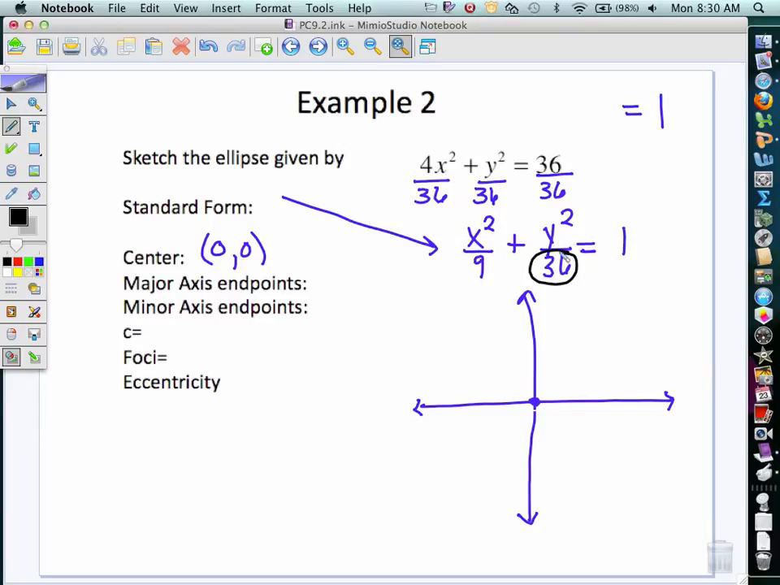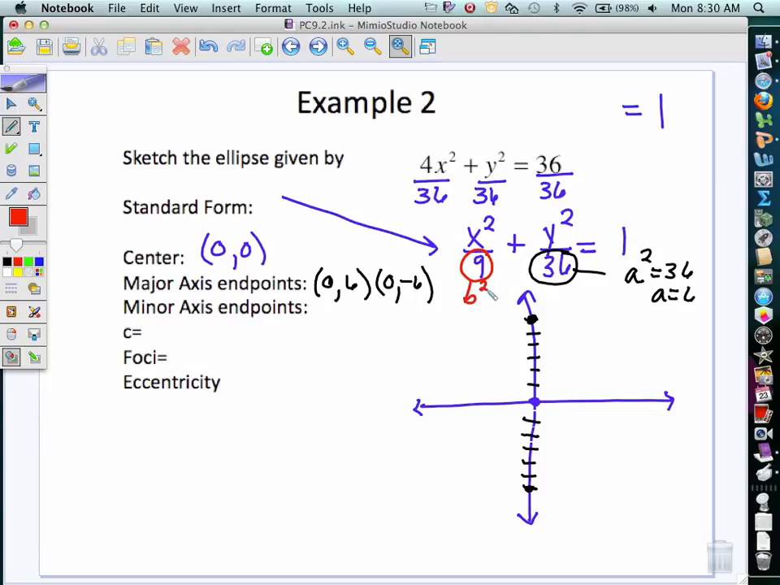Okay, I know because the value below my y squared is larger, my major axis is going to be with the y. So we know that this is our a squared. So a squared is equal to 36, so then a has to be 6. So we go 6 units up, there's a vertex. 6 units down, there's a vertex. And that means the length of the major axis is 6 and 6, which is 12. Major axis endpoints would be 0, 6, and 0, negative 6.